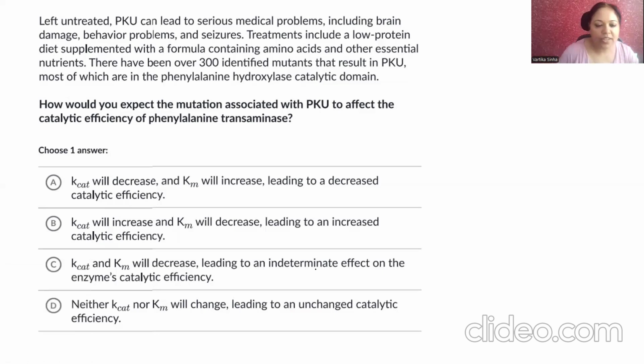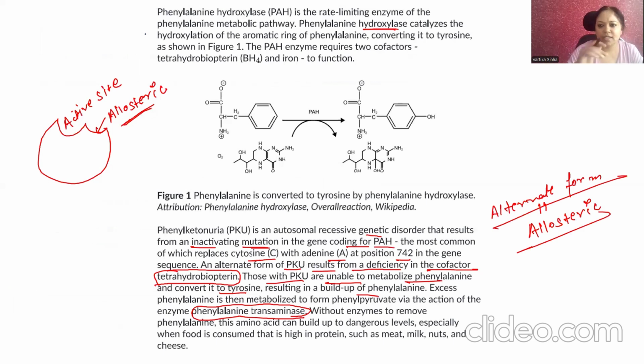Now, let's read the paragraph question. It is about phenylalanine hydroxylase, which is an enzyme. In the paragraph, it is given that it is a rate limiting enzyme of the phenylalanine metabolic pathway, right? Rate limiting means the slowest step. So phenylalanine hydroxylase catalyzes the hydroxylation of the aromatic ring of phenylalanine, converting it to tyrosine. Is this the reaction we are talking about?